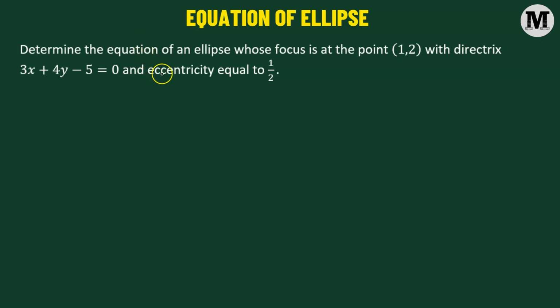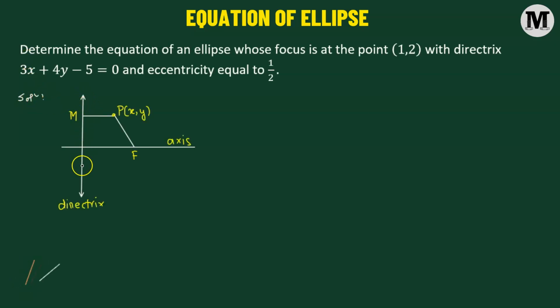So in this problem, we need to determine the equation of an ellipse whose focus is at the point (1, 2), with directrix given by 3x + 4y - 5 = 0, and the eccentricity is 1/2. Let's begin. We'll try to understand the problem graphically first.